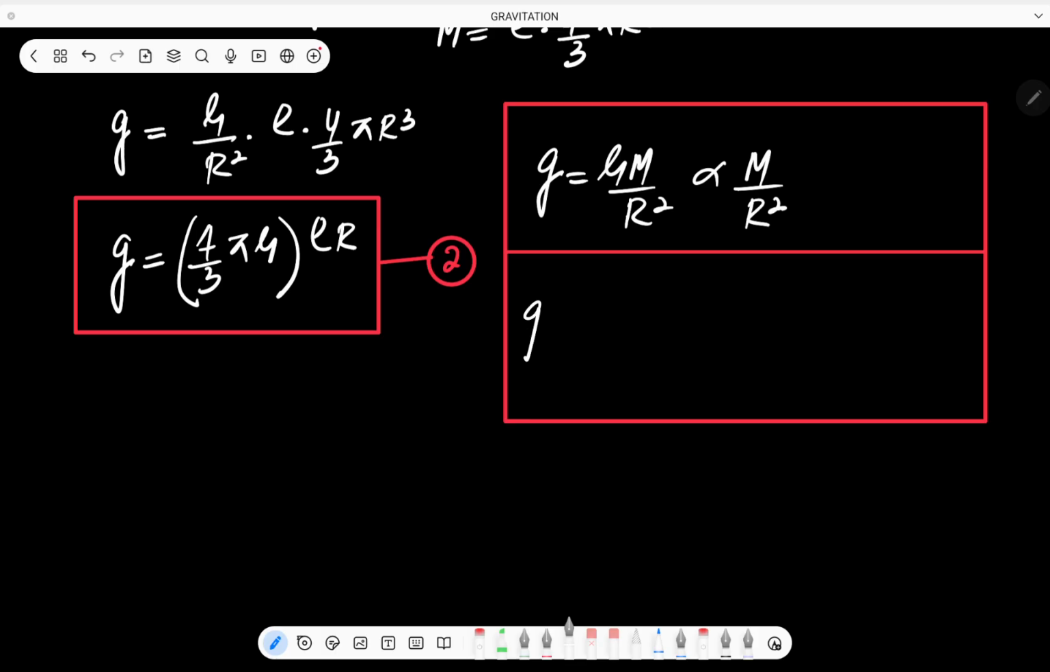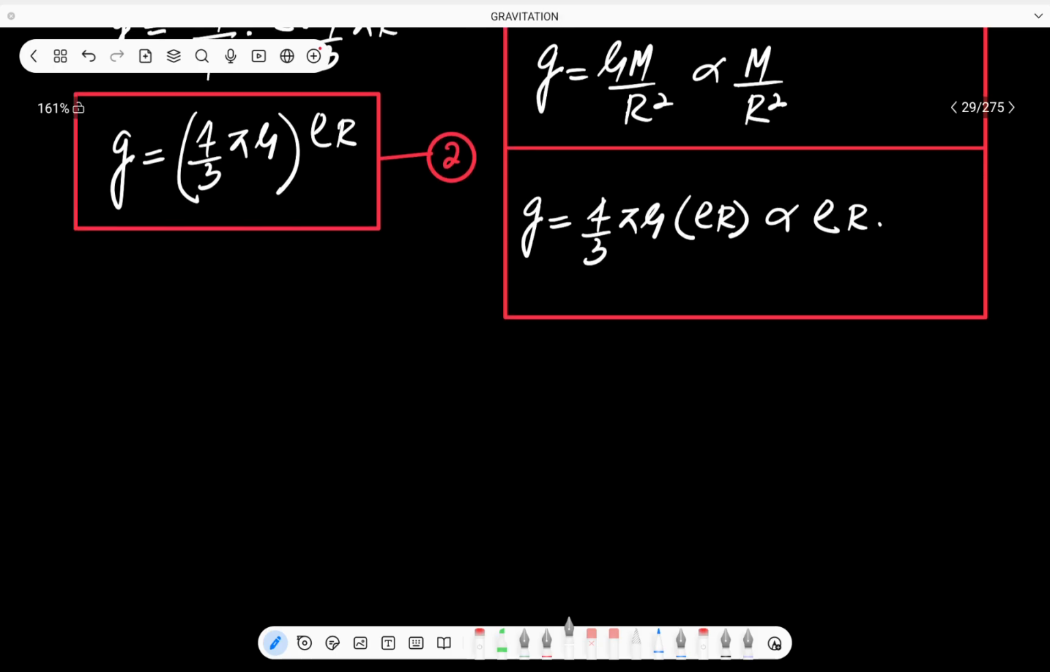And second equation is g is equal to 4/3 pi into G multiplied by rho into r, which implies that acceleration due to gravity is proportional to rho multiplied by r. So we have two equations for the acceleration due to gravity. One is GM by r square and second is in terms of density, and both the equations are equally important.